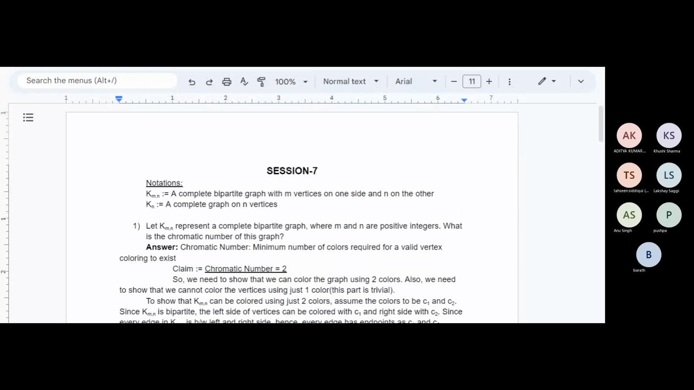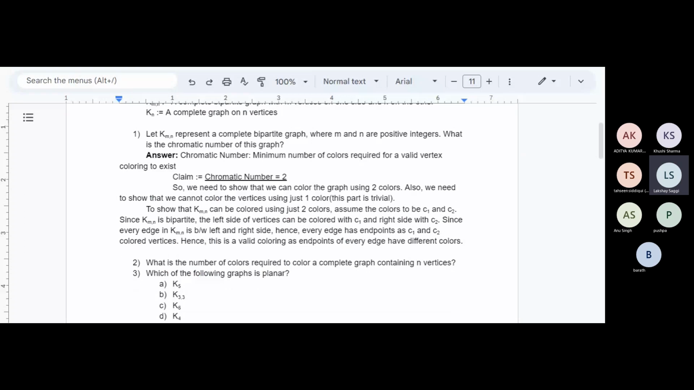Moving on, let's come to the second question. So this was a basic introduction to coloring. I guess this question was not too difficult, but nonetheless I tried to cover it. Now the second question is again similar in flavor to the first one. It's a bit easier, I think.